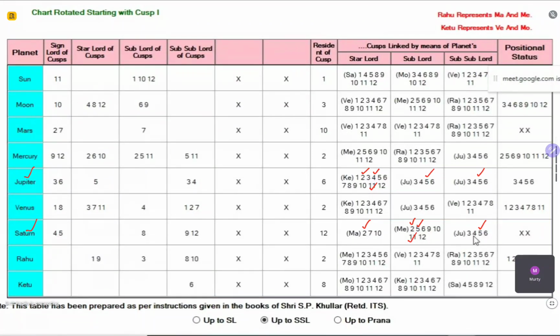Where is the difference? The difference is that Jupiter is in the sub of Jupiter, and Saturn is in the sub of Mercury. And Mercury, as I've already pointed out in the beginning, is stronger. It is involving all the three houses. Thereby, the transit of Sun in the star of Saturn would be preferable, would be better than in the star of Jupiter.